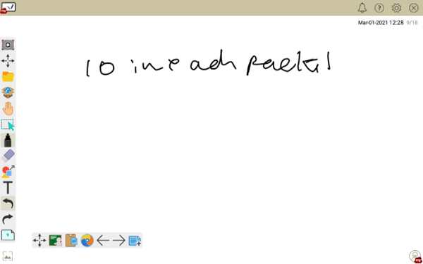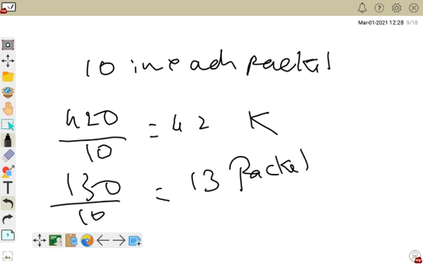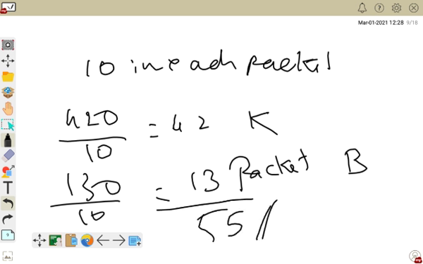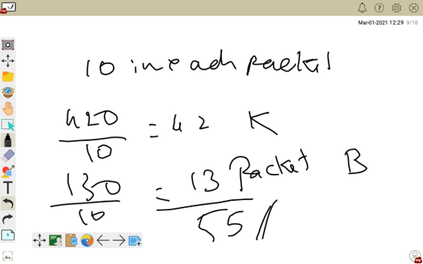So she has a total of 420 divided by 10, which is 42 packets of kaju barfi, and 130 divided by 10 is 13 packets of badam barfi. So it becomes 55 packets. Now can you see that the number of packets has reduced drastically. Even if I put 2, the number was huge, 275 packets. But now you see, only 55 packets, and each has the same number of barfis.